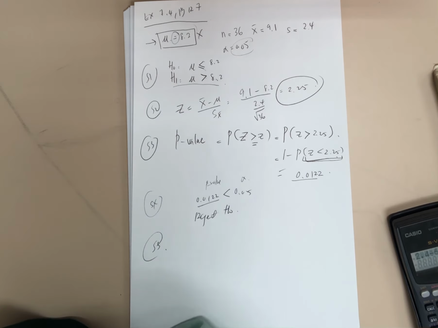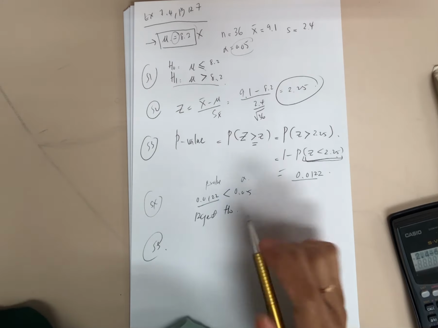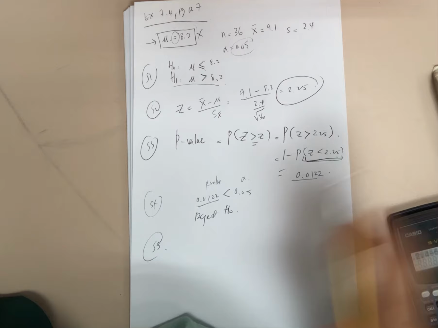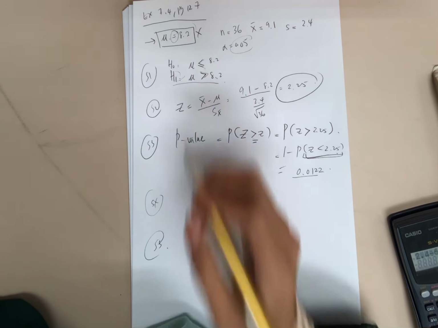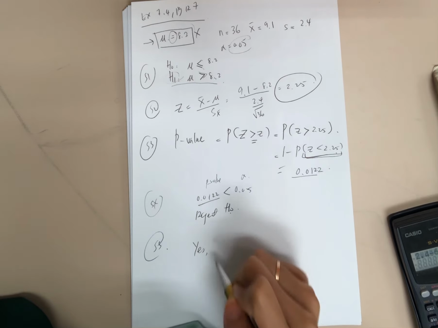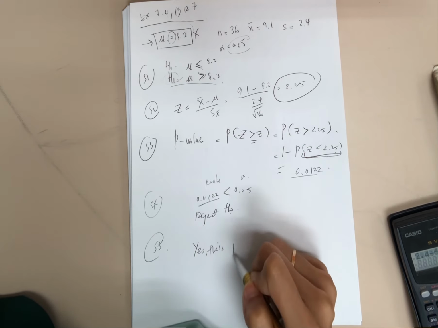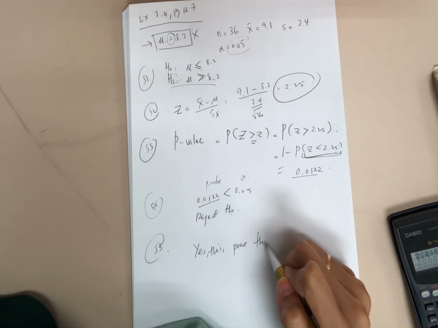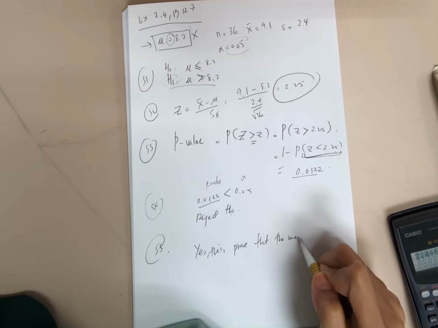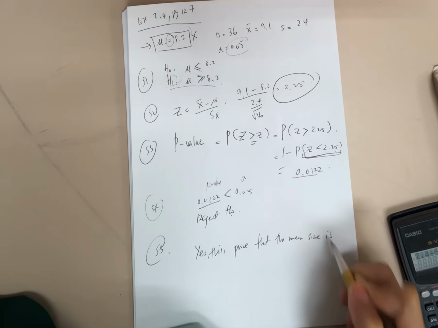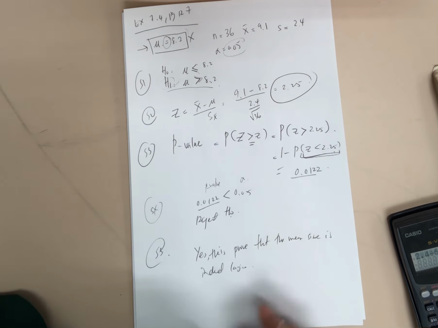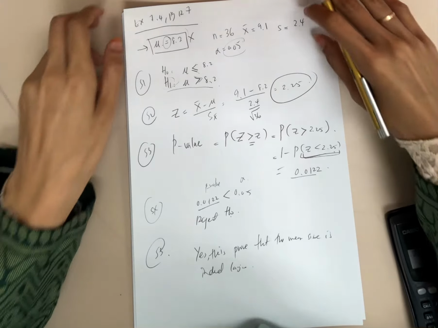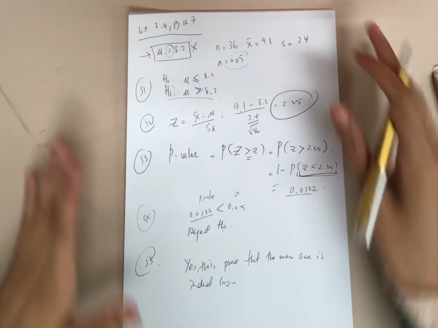Then you make the decision. The question is, does this prove that the mean size is indeed larger? Yes, because we reject H naught, and larger just now is H1, so yes, this proves that the mean size is indeed larger. I am sorry because my handwriting is too bad here.